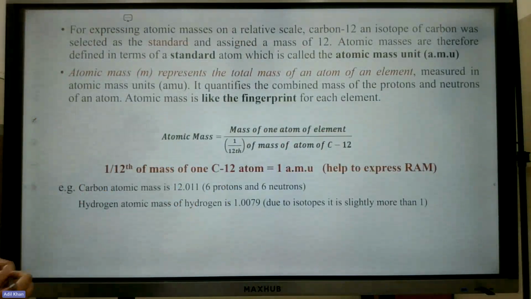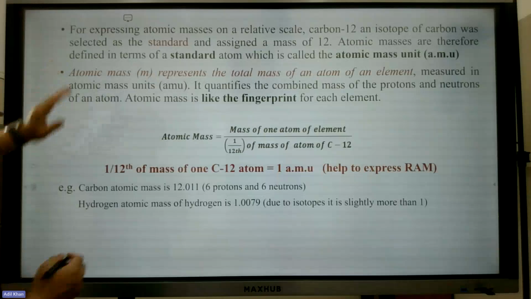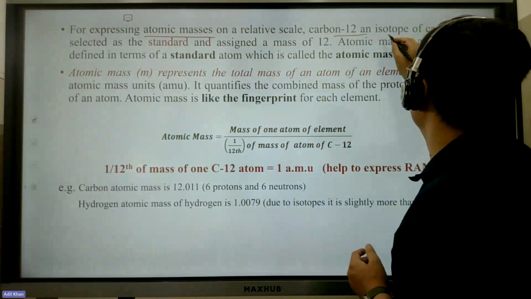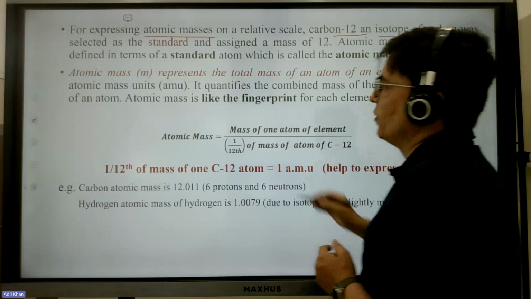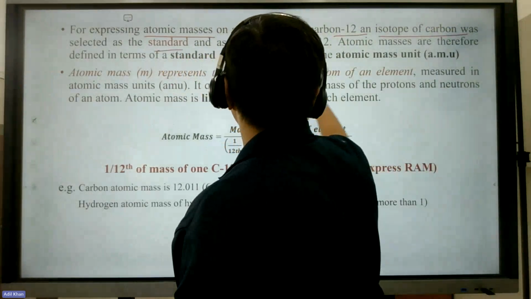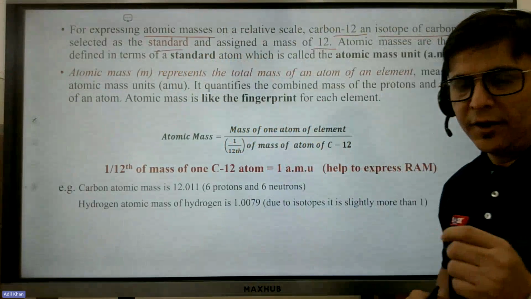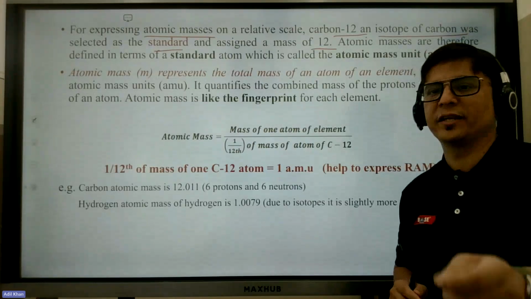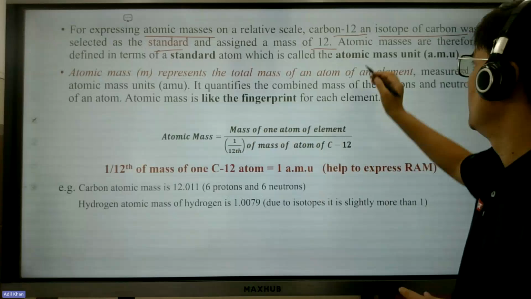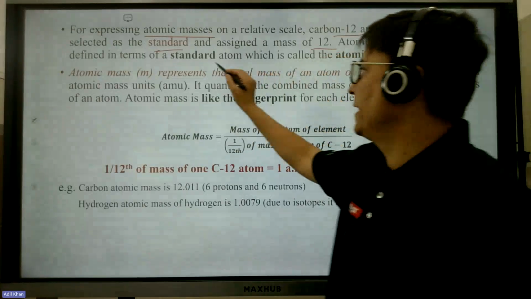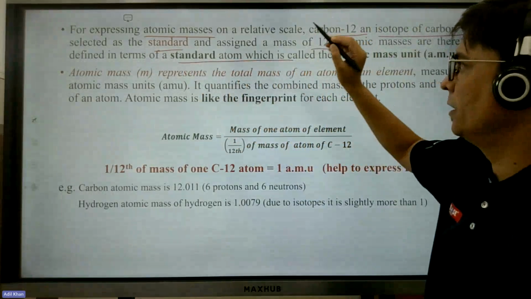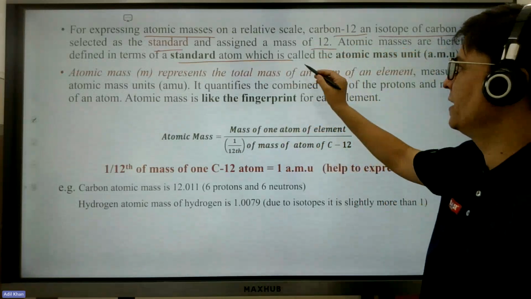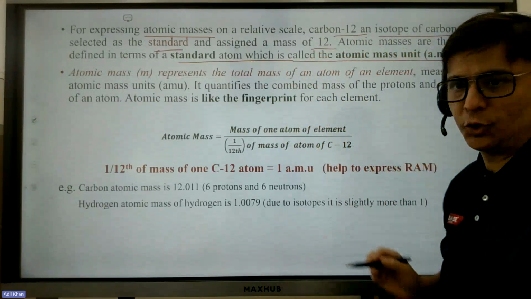Let's go further. Now, atomic mass: for expressing atomic mass on the relative scale, the carbon 12 atom, an isotope of carbon, is selected as the standard and assigned a mass of 12. So we need a standard element with known mass. So we selected carbon with mass 12. Atomic masses are therefore defined in terms of the standard atom, which is known as atomic mass unit.